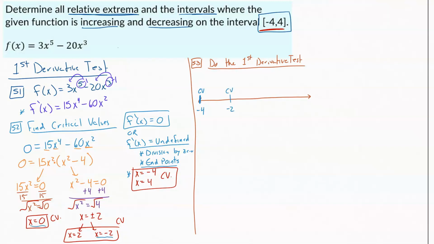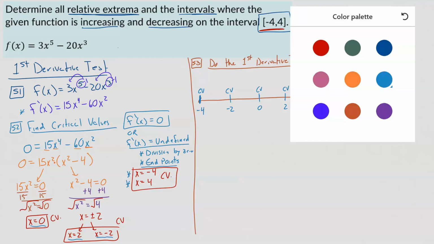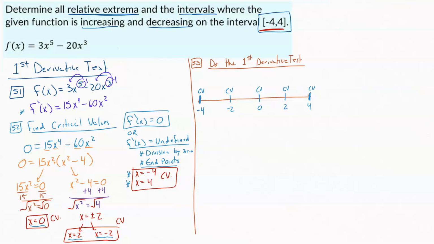The next one after that would be x equals 0. The x after that would be 2. And then from there, we've got our other endpoint, which would be x equals 4. So that's our other critical value. To do the first derivative test, we need to choose test values from each of these different intervals. So we need a value in between -4 and -2, -2 and 0, 0 and 2, 2 and 4. However many intervals you have, that's how many test values you need to grab.